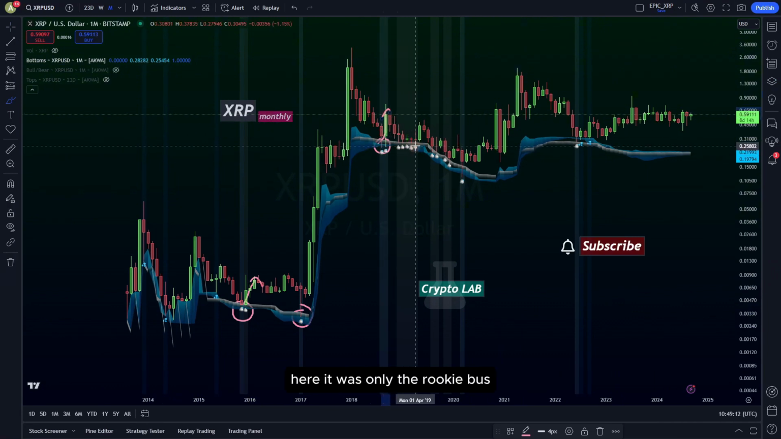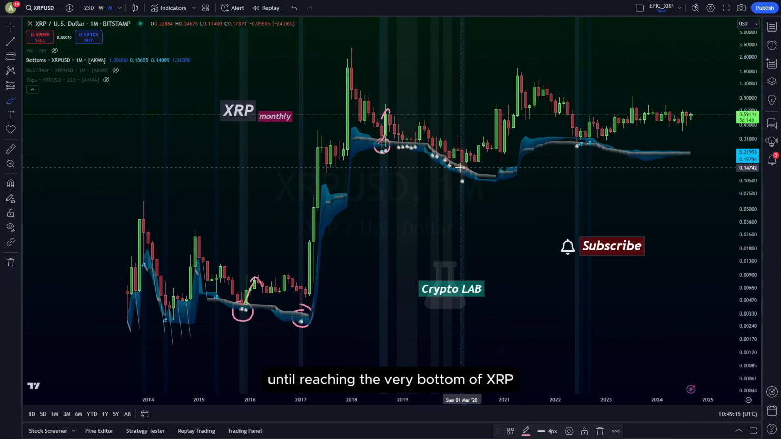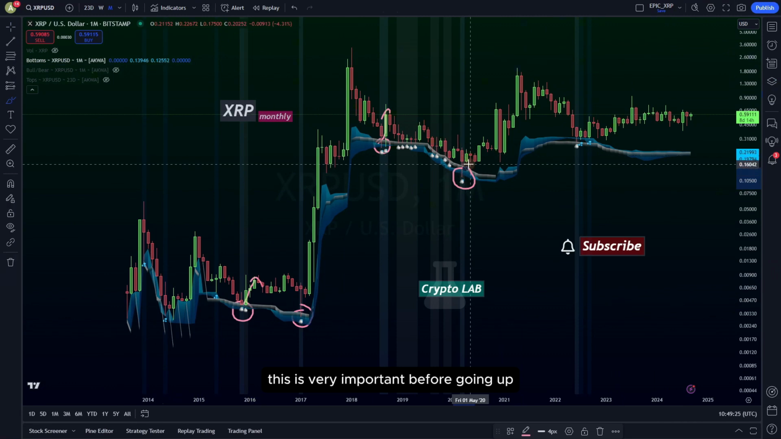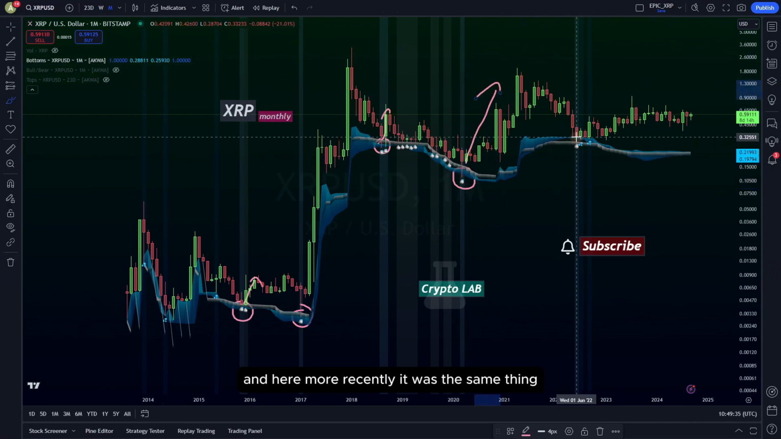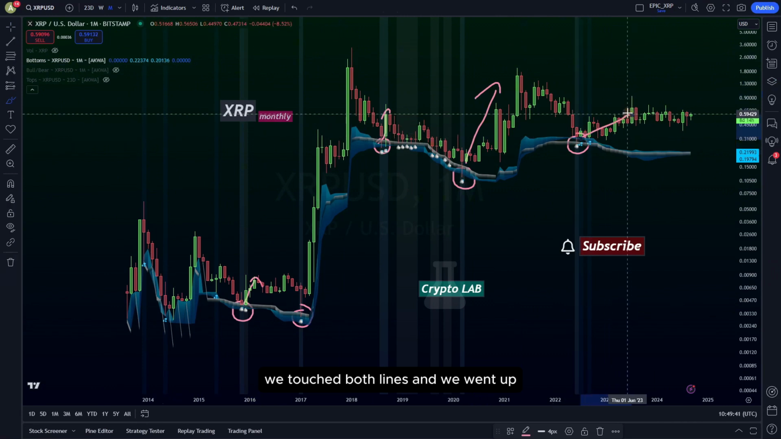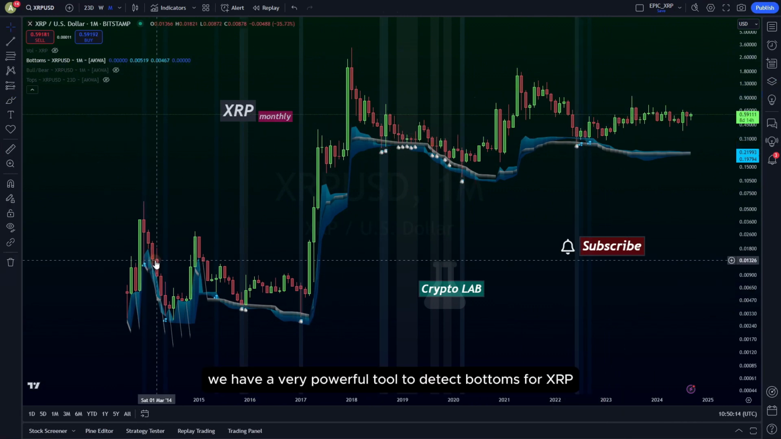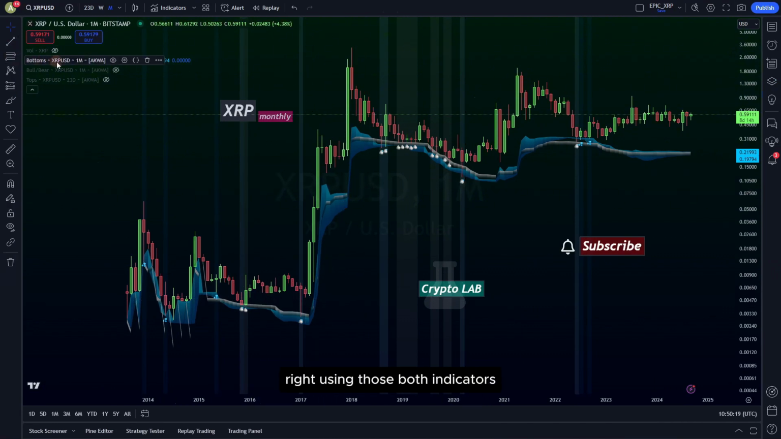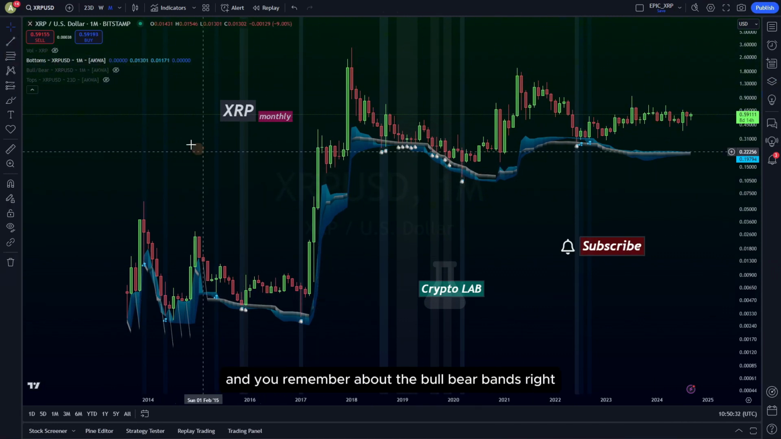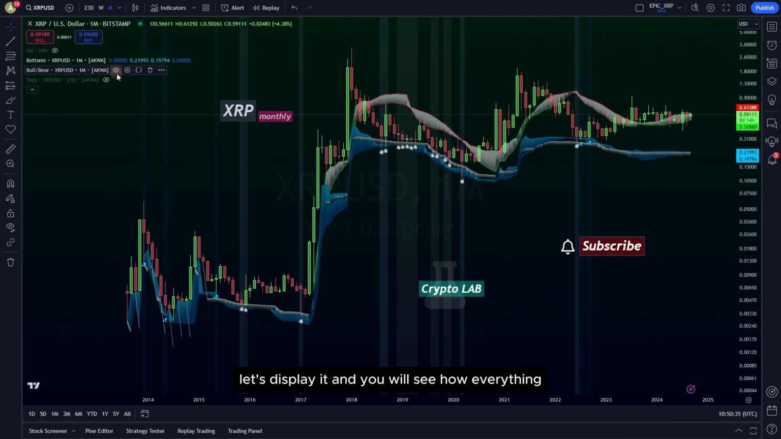Here it was only the rocky path until reaching the very bottom of XRP during this bear market, and we touched both lines, guys. This is very important before going up. And here, more recently, it was the same thing. We touched both lines and we went up. So now we have a very powerful tool to detect bottoms for XRP, right? Using those both indicators. And you remember about the bull bear bands, right? Let's display it and you will see how everything comes into play.